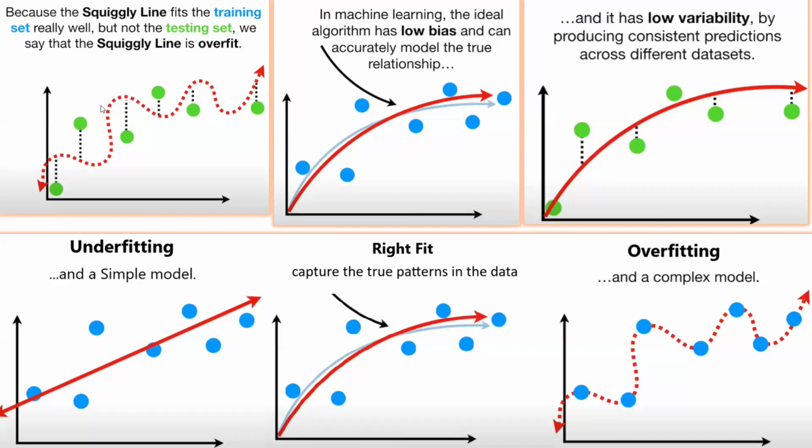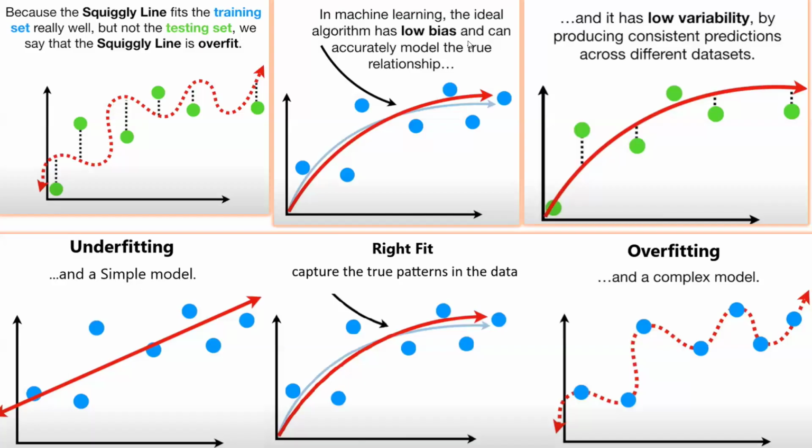So you have to come up with an optimal thing, a sweet spot, something like this. Now you have seen a simple model. Here, the squiggly line couldn't perform well on the testing set, but it performed very well on the training set, because you tried to create a complex model such that it joined all the points in the training set. That is not doing well on the testing set.